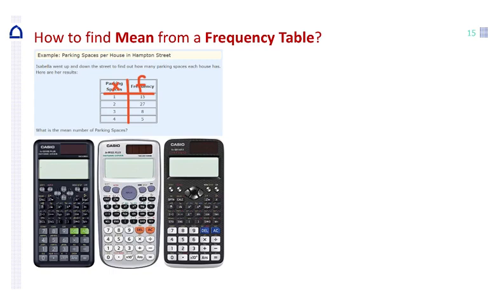So the first thing I want you to press is Shift and then Mode. I think it's the same in all the calculators. It is. Shift and then Mode, and then you press the down arrow button.